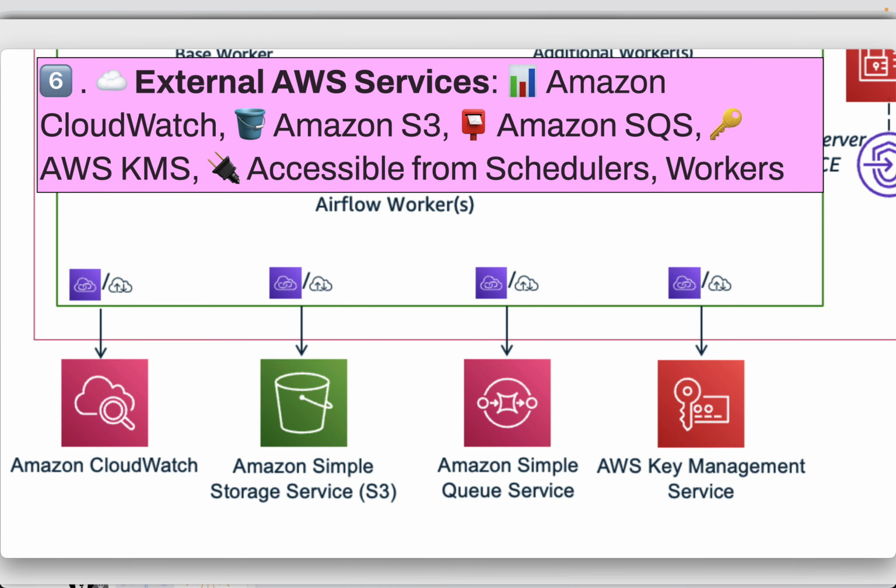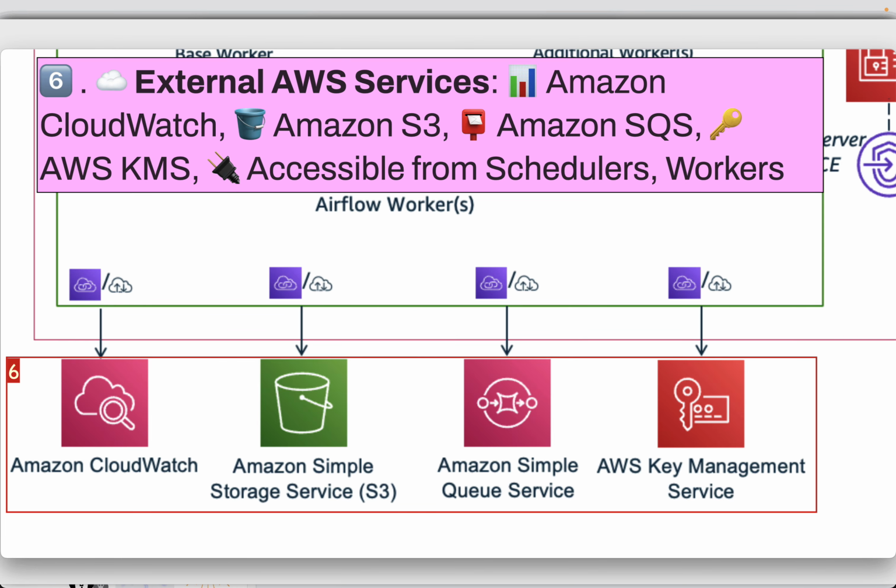Next, we have external AWS services, which is this part. Four AWS services operate separately from Amazon Managed Workflow for Apache Airflow and must be accessible from the Apache Airflow schedulers and workers in Fargate containers: Amazon CloudWatch for monitoring, Amazon S3 for storage, Amazon SQS for queuing, and AWS Key Management Service, KMS.